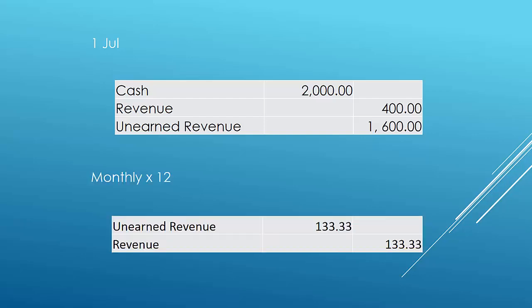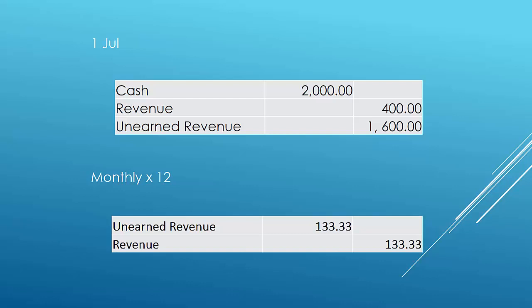Let's think about how the accounting works now. On the 1st of July, when the phone is sold, we receive cash of $2,000. That's the easy part. In relation to the phone, that's being provided, and so we can recognise revenue for that immediately. The revenue relating to the phone is $400. However, the service is going to be provided over a 12-month period. So the revenue relating to the service needs to be deferred or recognised as unearned revenue at inception, and that's $1,600.